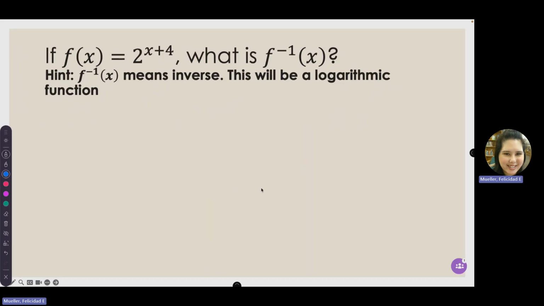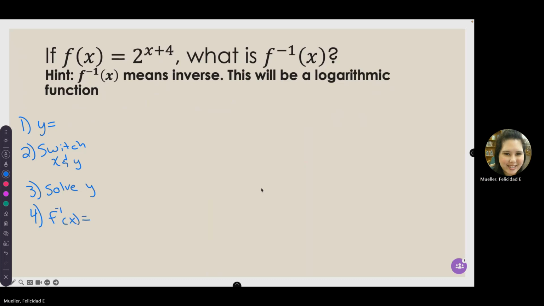So just as a review for finding the inverse, step 1 is write it as y equals. Step 2 is switch x and y. Step 3 is solve for y. And then step 4 is rewrite it as f to the negative 1 of x equals. So we're going to start this off as y equals 2 to the x plus 4. So that's step 1. Step 2 would be switch x and y. So x equals 2 to the y plus 4.